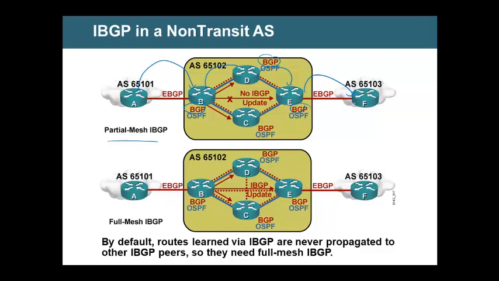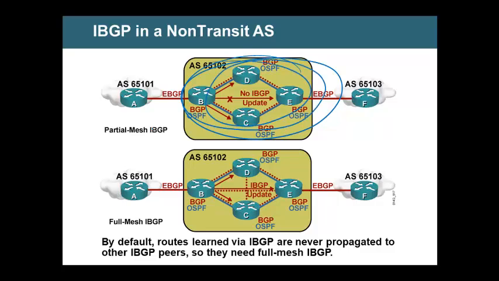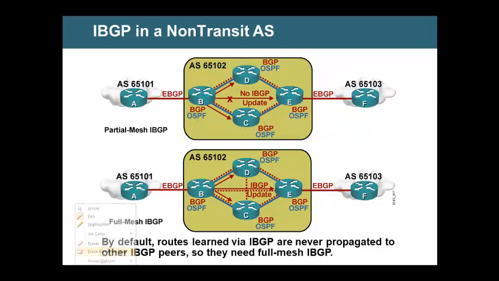Why? In BGP, to prevent loop in an IBGP environment, what is this environment called? Is it EBGP or IBGP environment? IBGP. In order to prevent loop in an IBGP environment, there is a rule. What is the rule? Routes learned via IBGP are never propagated. You see, it's negative. Never propagated to other IBGP peers.